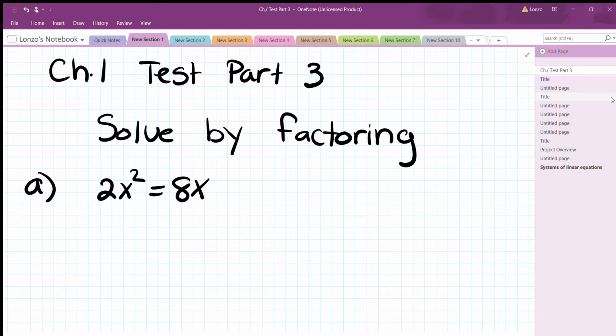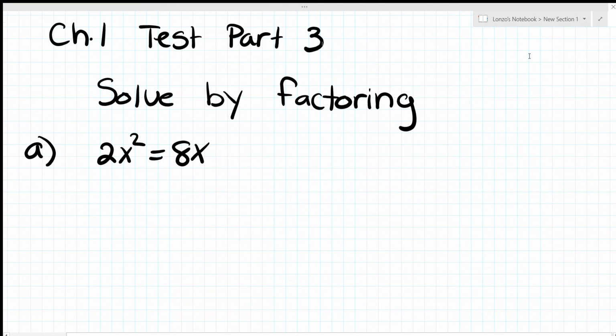Hi guys, today this is chapter 1 test, part 3. So this is part 3 of chapter 1 test. Today is going to be all about factoring. Question 1 says solve by factoring. So I have to solve for the x value by factoring.